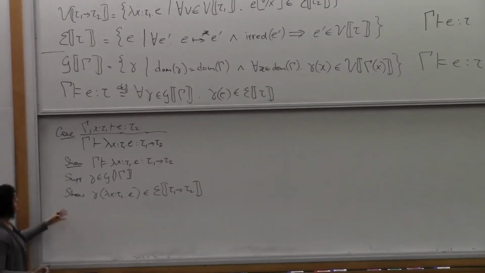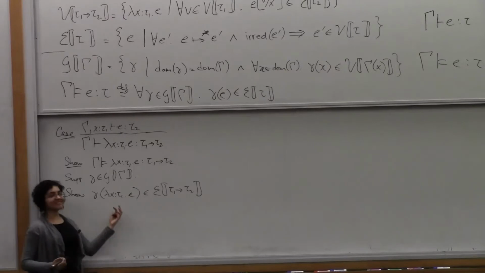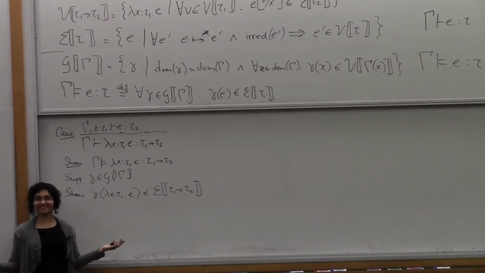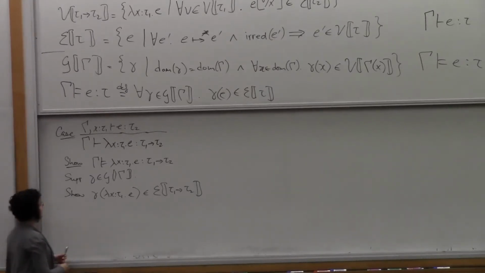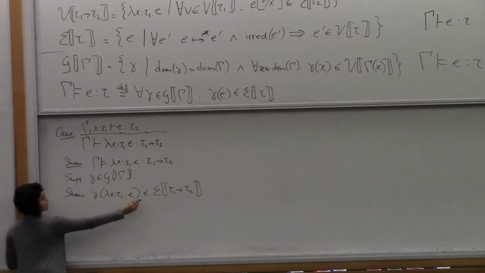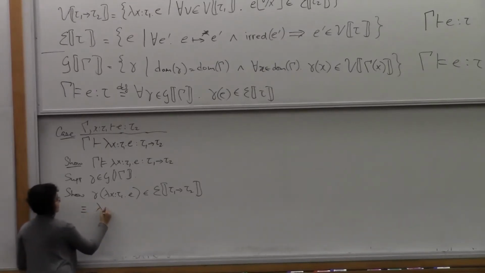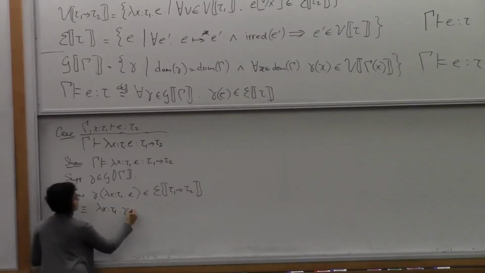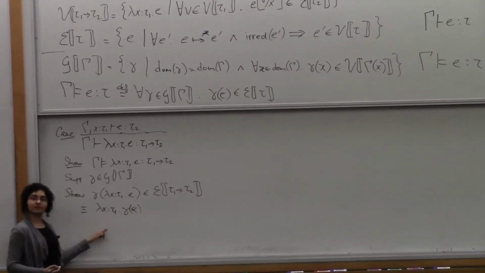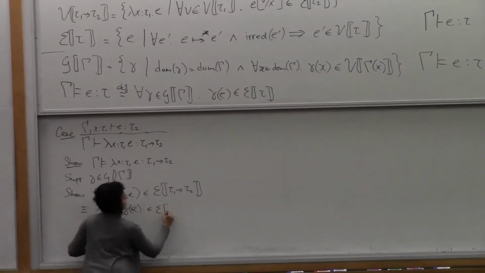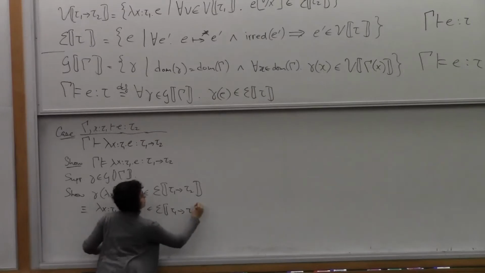Okay? All right. Someone tell me what to do next. Trivial step. So we can simplify the substitution. Let's push the substitution in. Showing this is equivalent to showing lambda x colon tau 1 dot gamma e belongs to e of tau 1 arrow tau 2.